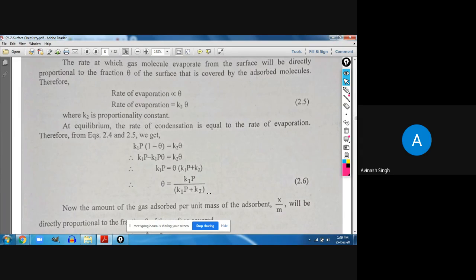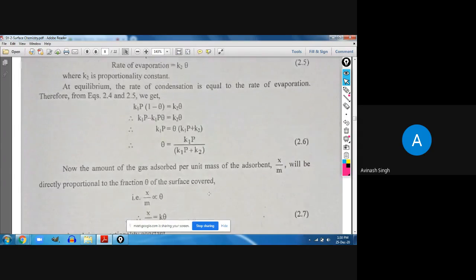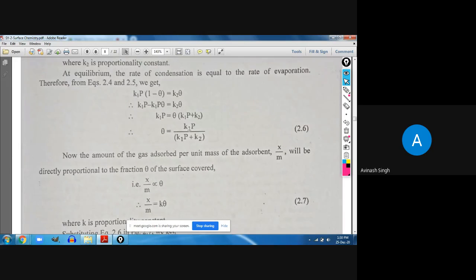What is theta? What was theta? The fraction of adsorbent surface, I mean, which is occupied. So theta is equal to ये value आया.